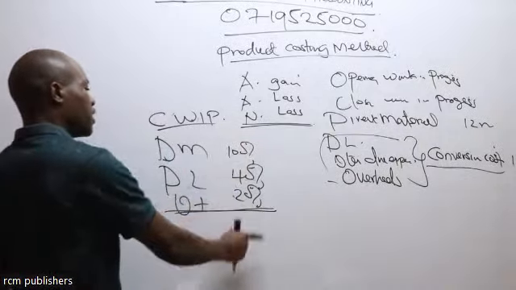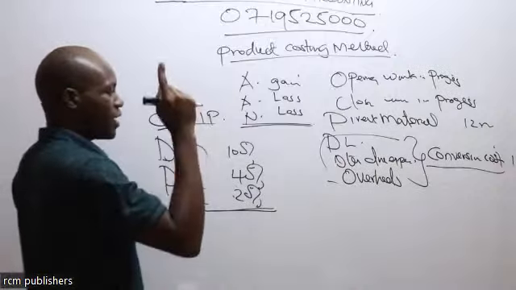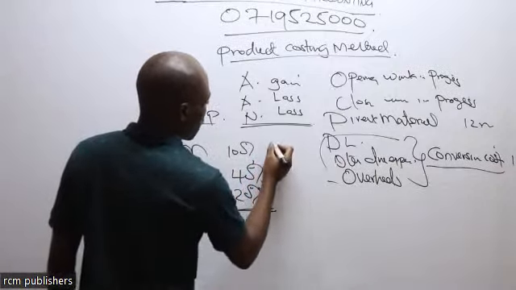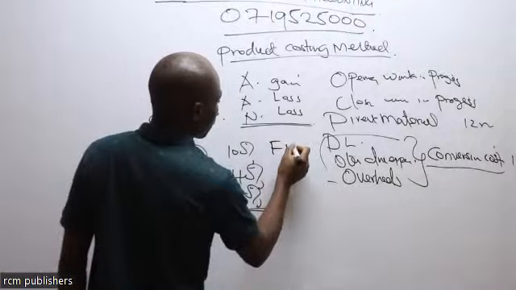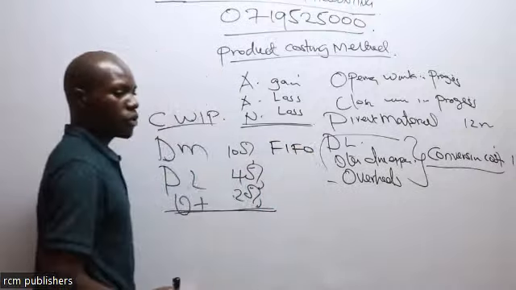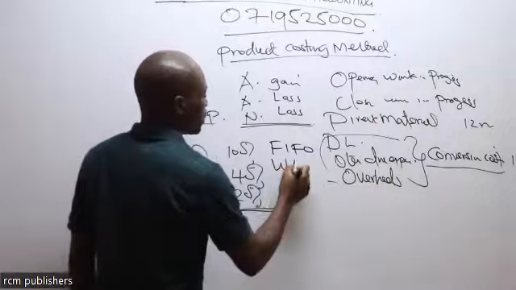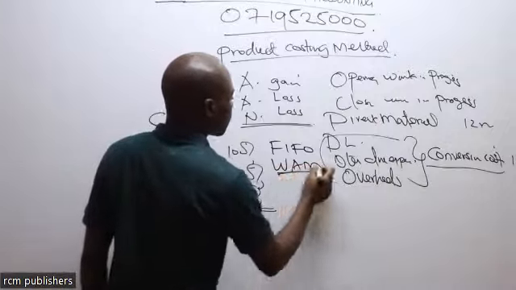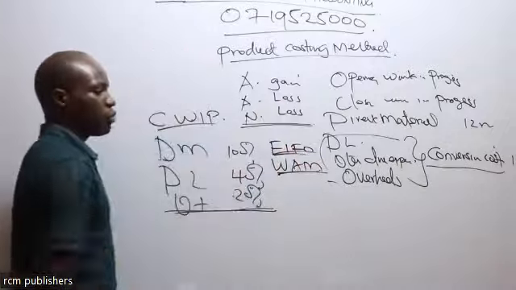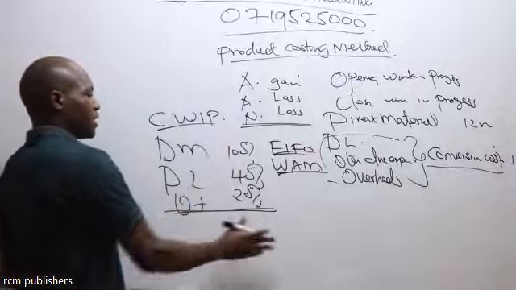And once we are given the percentages of completion, again, we are going to look at the method. Are we going to use the FIFO, first in, first out method, or are we going to apply the weighted average method? It again comes in this particular topic. That is the first part of it.